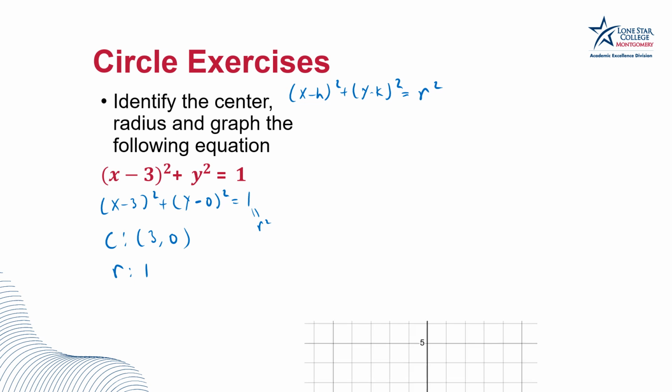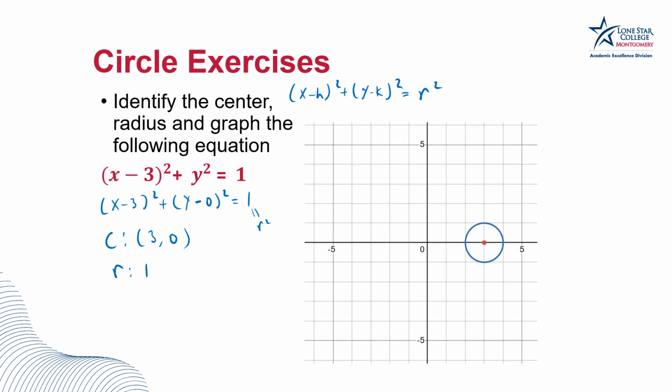And if we were to graph it, we would again plot our center, 3 comma 0, and go up 1, down 1, left 1, right 1, and connect your dots. That gives you the graph of the circle.